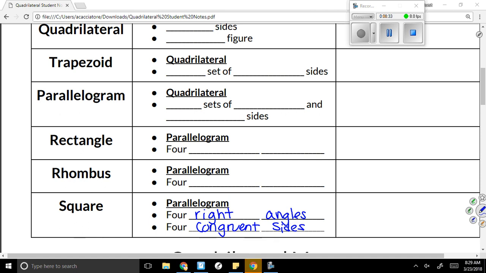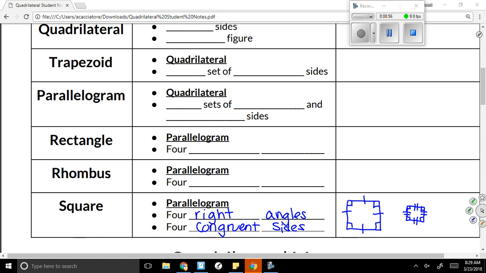So a square's picture gets really detailed. You got to make sure that it has 4 equal sides and that it has 4 right angles. And it can be a big square, it can be a little square. Just make sure that you have those symbols. And that one gets really small.